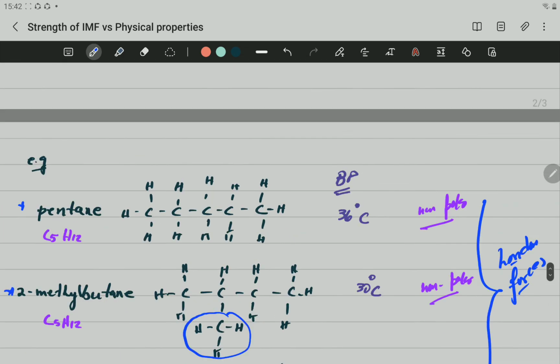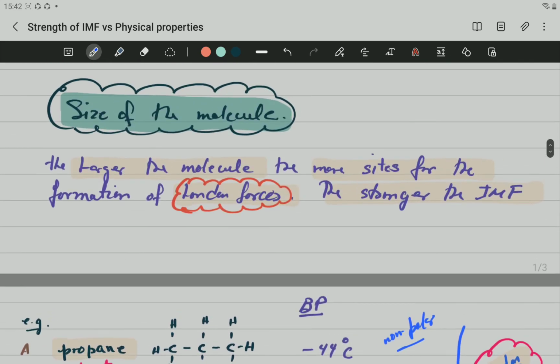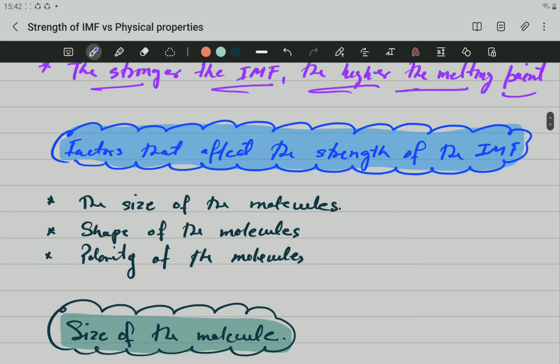The other factor, the last factor, I hope that you understand that one. You can always ask questions. If you have any, you can write a comment. And the last one is the polarity of the molecule. But this one here is quite easy.